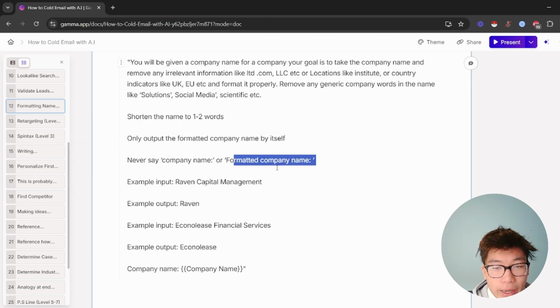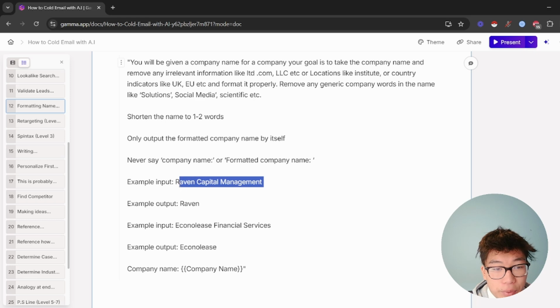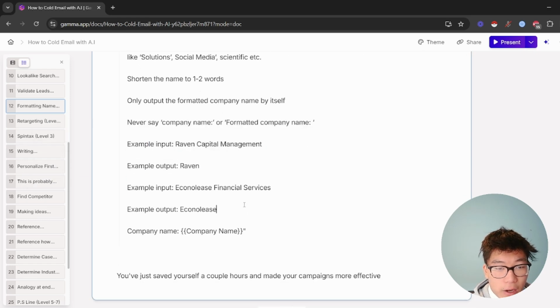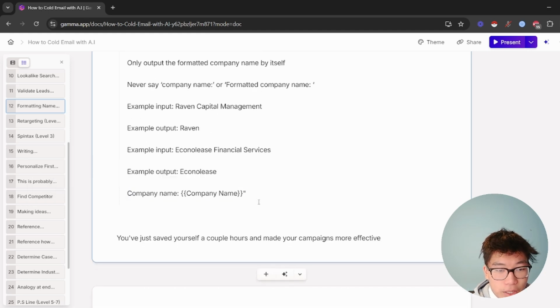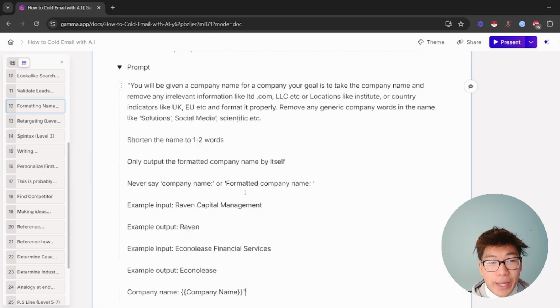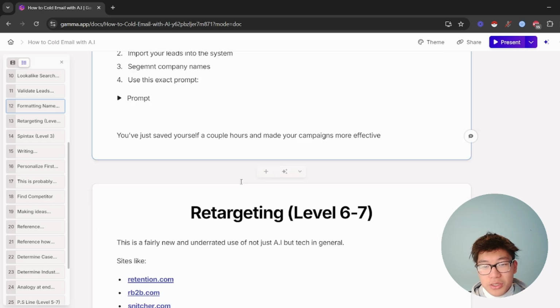Never say the company name or the formatted company name. Example input: Raven Capital Management. Example output: Raven. Example input: Econolease Financial. Example output: Econolease. You put it in here, and you've just saved yourself a couple hours and made your campaigns like 100 times more effective because it just works like that.